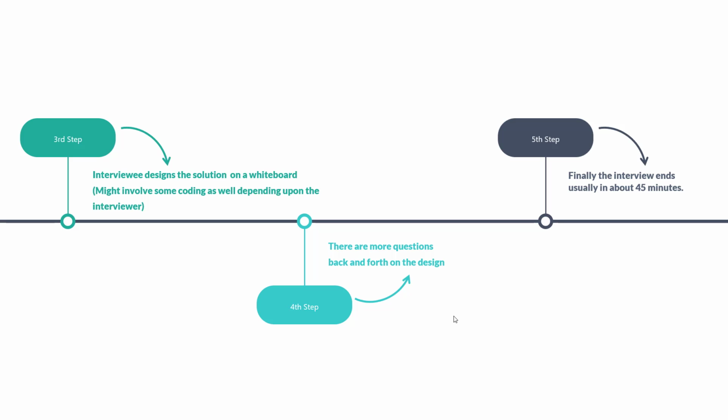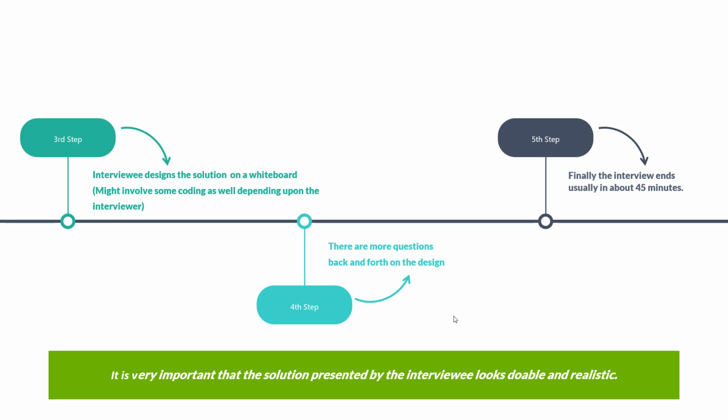Now, one point which is very important in this interview is that the solution that you provide should look realistic. So, based on your solution, it should look like you can actually build the app that you have been given to design using your solution. So, this is a very important step. Next, we'll look at some real questions that you might get in a system design interview.